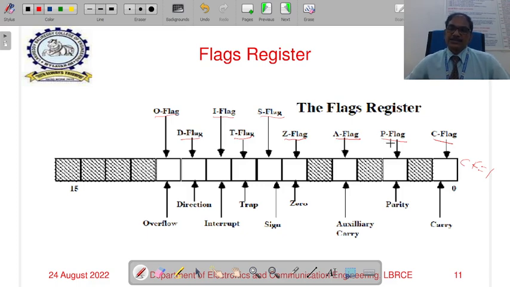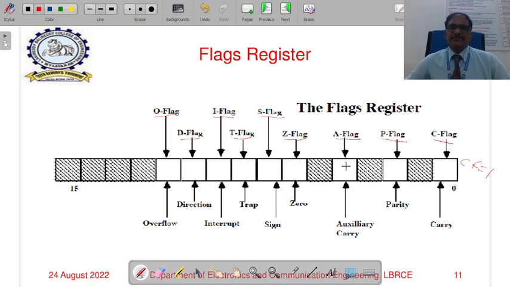The second is the parity flag. The parity flag indicates the number of ones present in the result. If the result has an even number of ones, that is indicated in the parity flag. If the parity flag is set to 1, the result has an even number of ones. That is the indication of the parity flag.